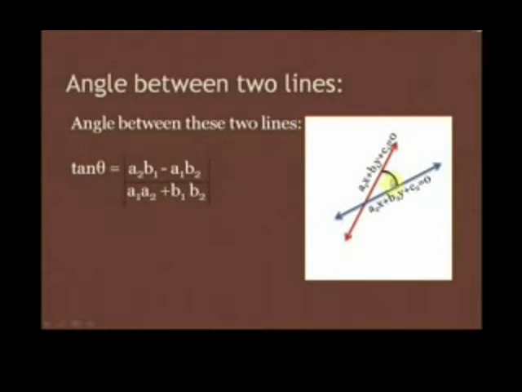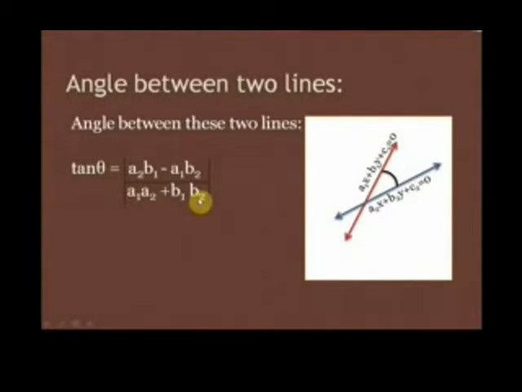If I have been given two lines and their equations are a1x plus b1y plus c1 equal to 0, and another line has been given whose equation is a2x plus b2y plus c2 is equal to 0, then the angle between these two lines is, let's say, theta. Then tan theta is equal to modulus of a2b1 minus a1b2 divided by a1a2 plus b1b2.